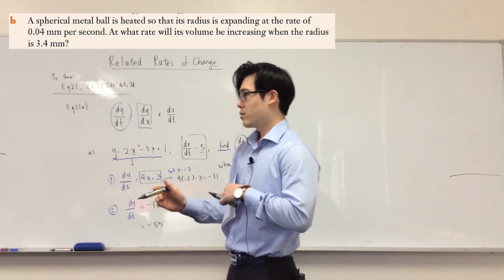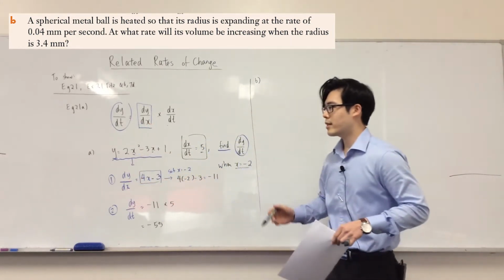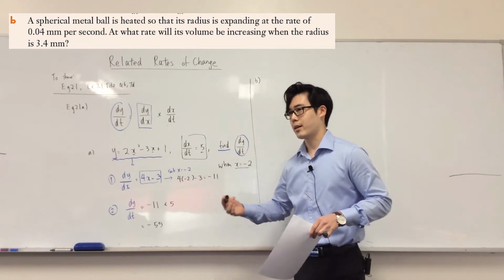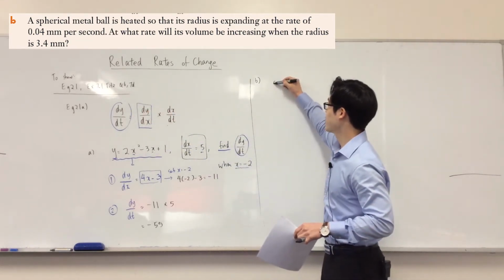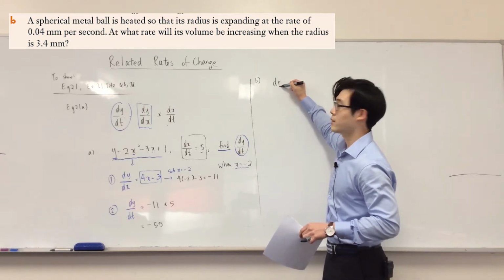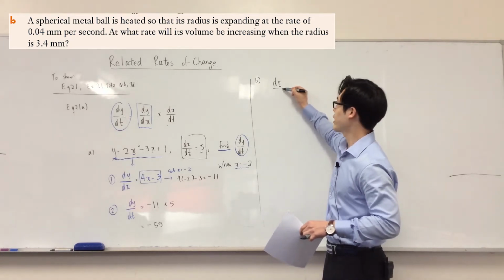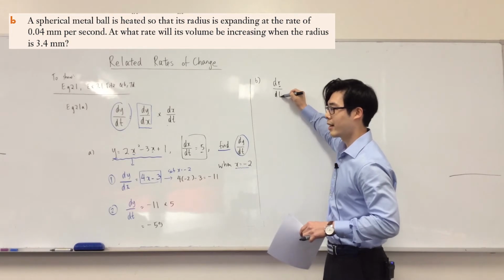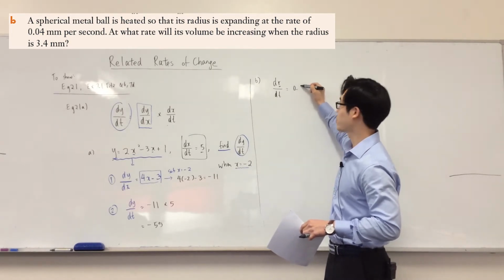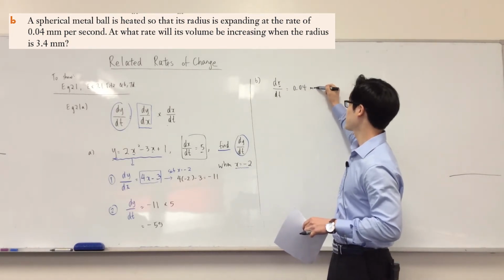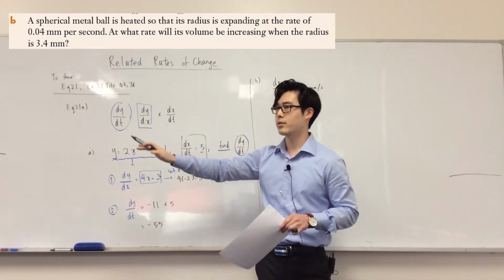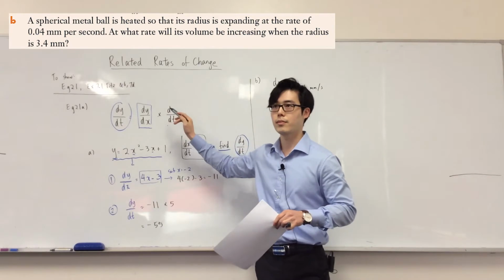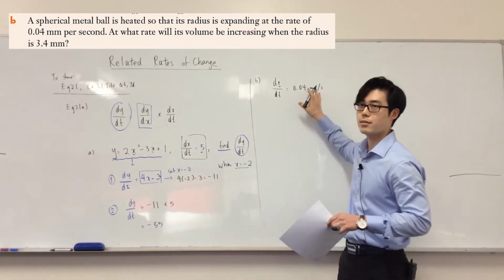Okay? So, girls, if it says the radius is expanding, in terms of these symbols, can I say the change of the radius, dr, over the time is 0.04 millimeters per second? Does that make sense? I'm trying to write down all the details I have in these symbols. Okay, so this is actually my first fact.